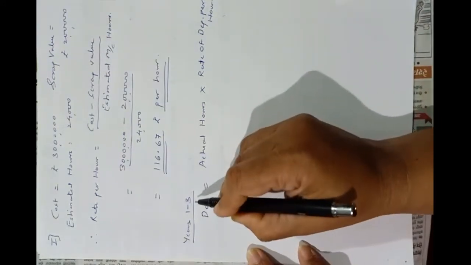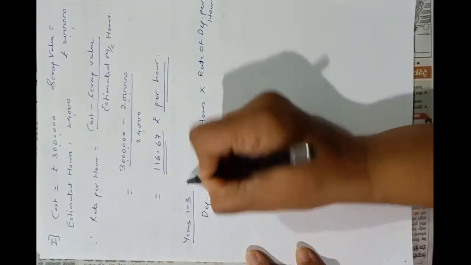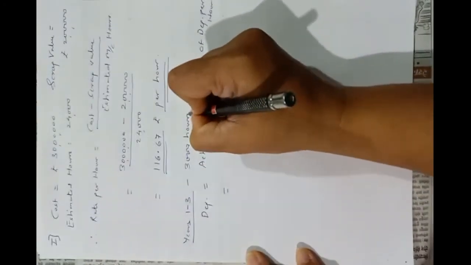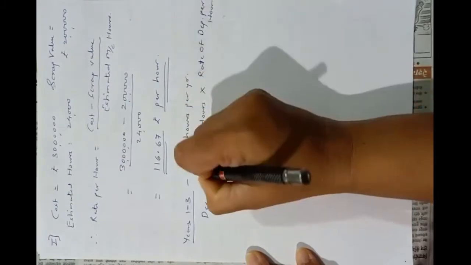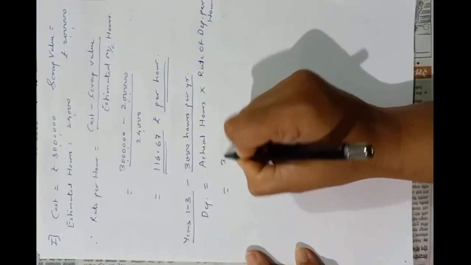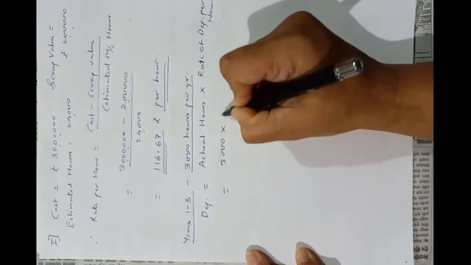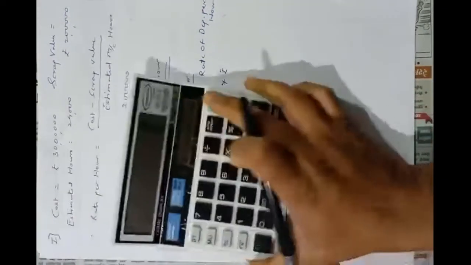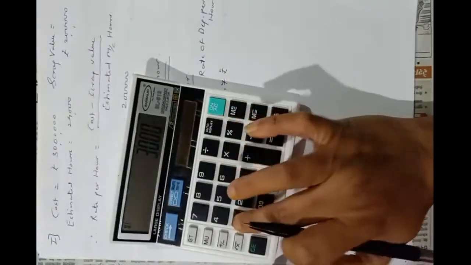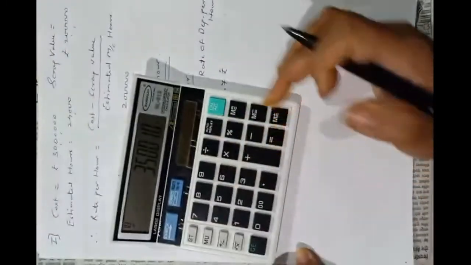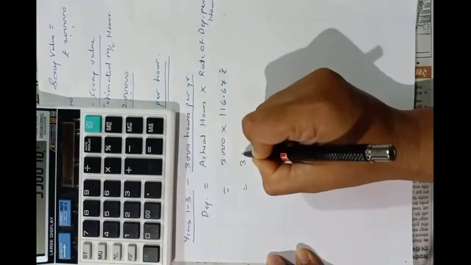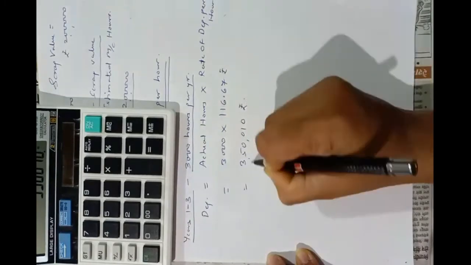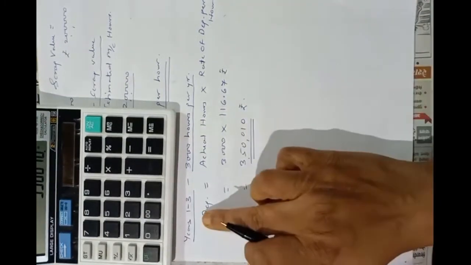So from year 1 to 3, it is 3,000 hours per year as given. So actual hours 3,000 into rate of depreciation 116.67 rupees. So it is 3,50,010 rupees. This is the depreciation for these years.